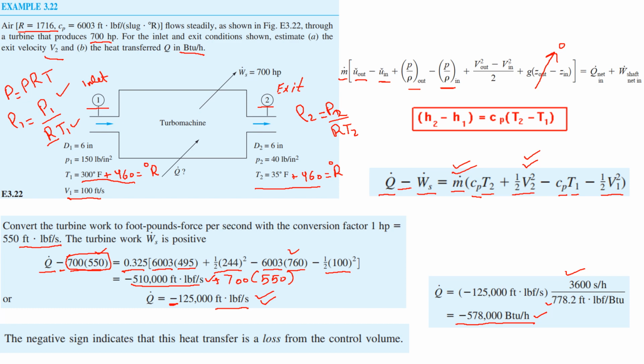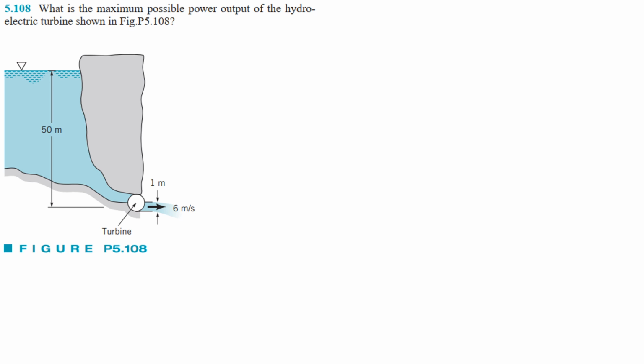Now moving on to our next problem. Now let's look at the problem in which we will use an energy equation to find the power that is being generated by this turbine. Here we have a certain amount of potential energy of water that is being utilized to generate electricity, and what we need to do is to find the maximum possible power output.